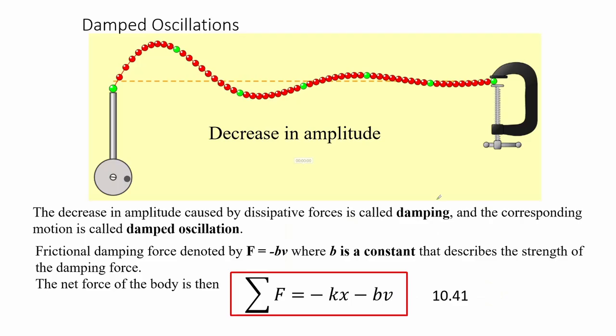The decrease in amplitude caused by dissipative forces is called damping, and the corresponding motion is called damped oscillation. The frictional damping force is denoted by F equals negative bv, where b is a constant that describes the strength of the damping force. We see that the net force is the sum of negative kx minus bv. The equation has the negative kx, which shows the spring behavior.